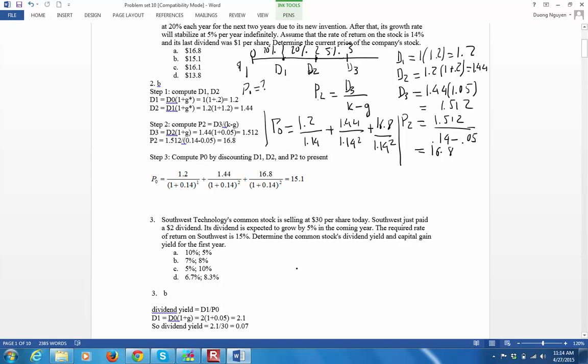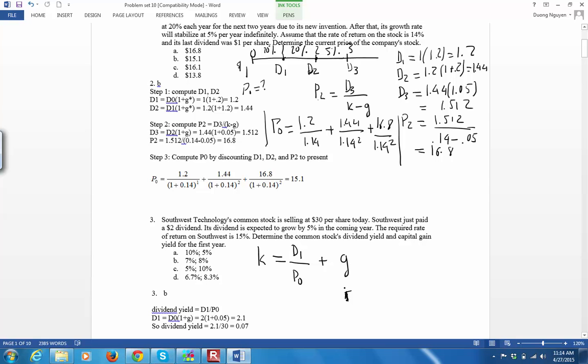Now, a common stock is selling for $30 today, and the stock just paid a $2 dividend. Its dividend is expected to grow by 5%. The required return is 15%. The required return is basically equal to the dividend yield, D1 over P0, plus the growth rate. So the growth is 5%.